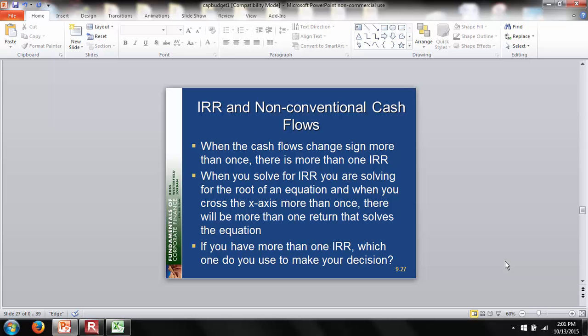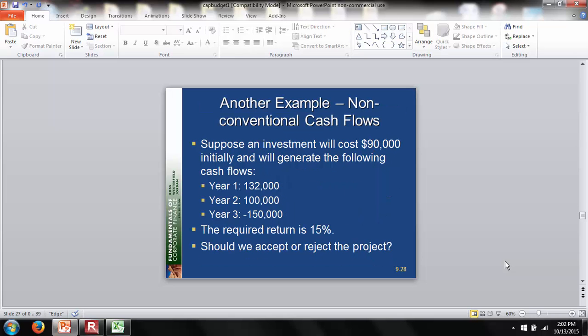Okay, so let's first look at IRR and non-conventional cash flows. So when the cash flows change sign more than once, you might get more than one IRR. So essentially here, if you go back to your school years, when you talk about the IRR, essentially what we are doing here is that you are trying to find out the solution for an equation. Okay, and in this case, when the cash flows change sign more than once, you might get more than one answer. So that's a problem with the IRR. Okay, so as an example, suppose an investment will cost $90,000 initially and generate the following cash flows.